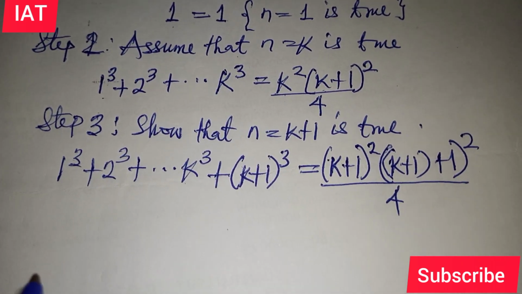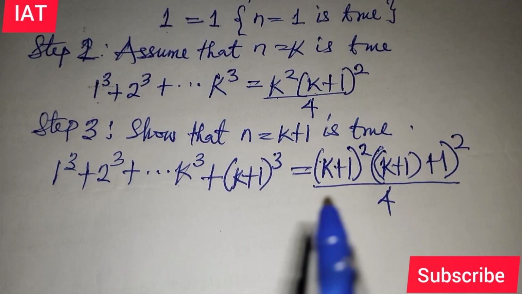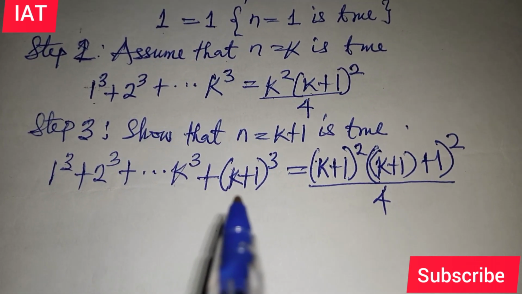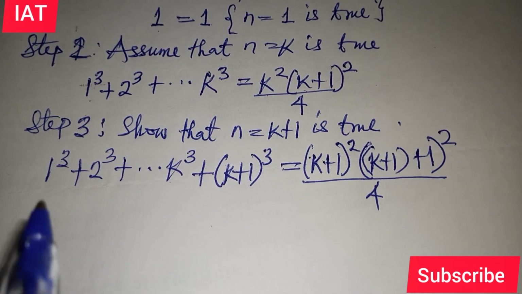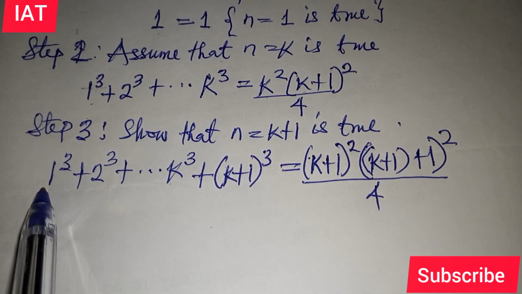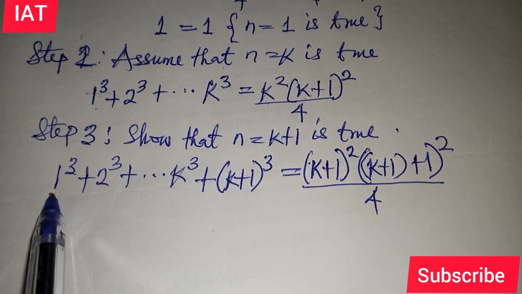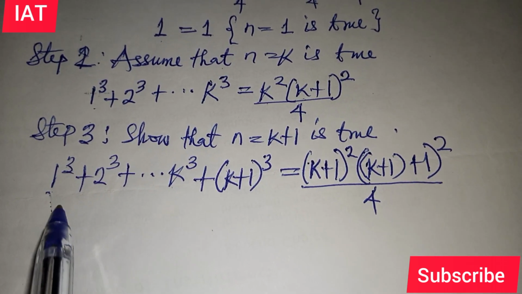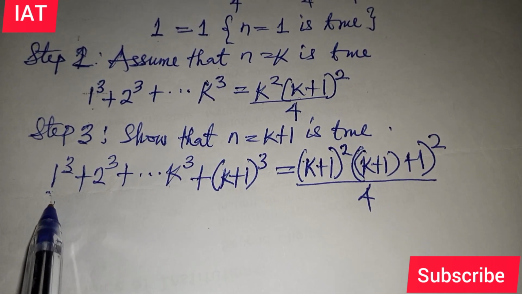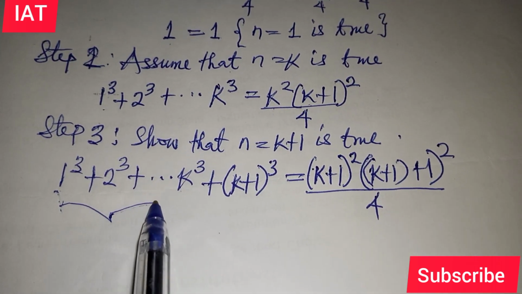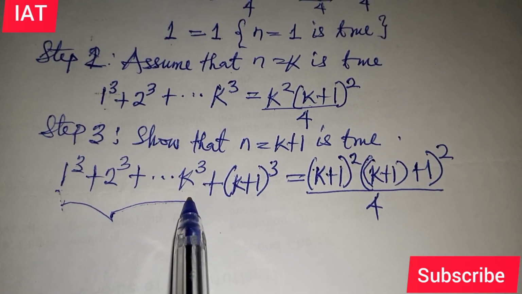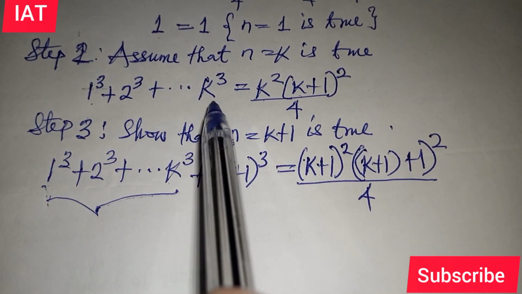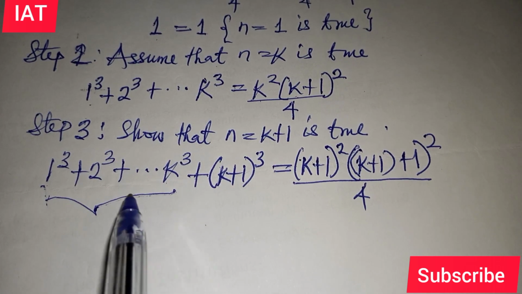So what is the next step we're going to do? Many students are confused about this next point. It's always very simple. From this point, you're having 1 to the power of 3 up to k to the power of 3. Look at it here on step 2: 1 to the power of 3 to k to the power of 3. That's exactly what you're doing.